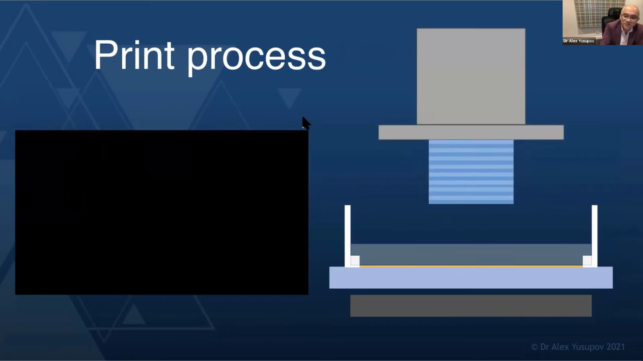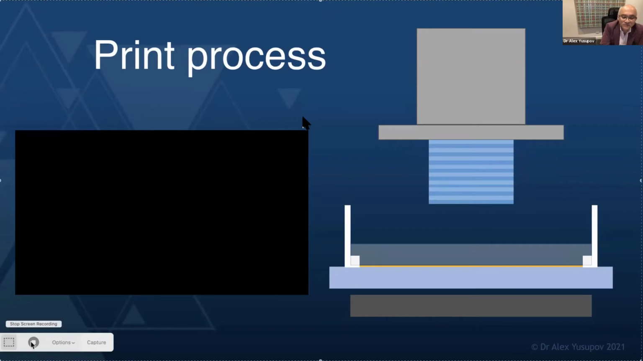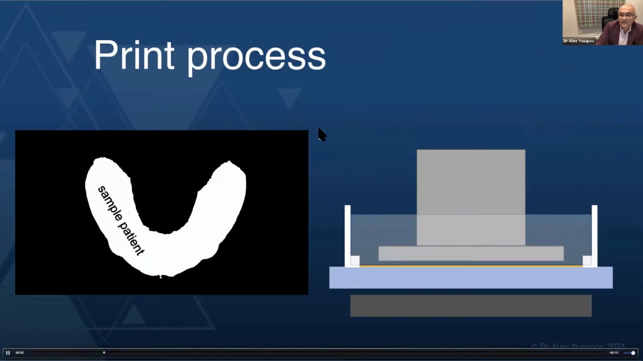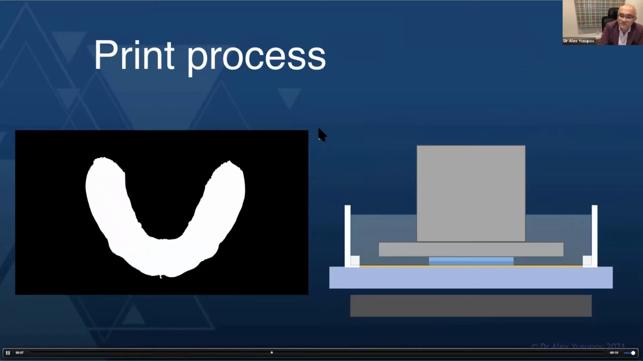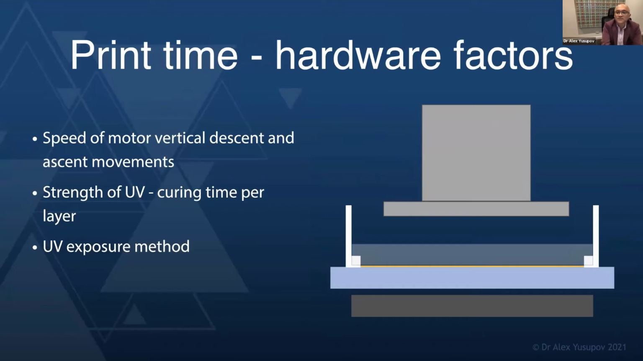Understanding that this process is printing upside down also makes it easy to understand why some printers work a certain way and why the speed of printing is a little bit different. So if we look at the print time, and to me, print time is very important because the longer it takes to print a model, the longer you really can't do much with that model. But the print time can be related to the printer factors. For example, speed of the motor, vertical descent and ascent, the strength of UV light, how long it takes every layer to be cured, and the exposure method.